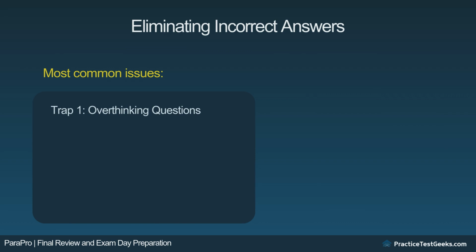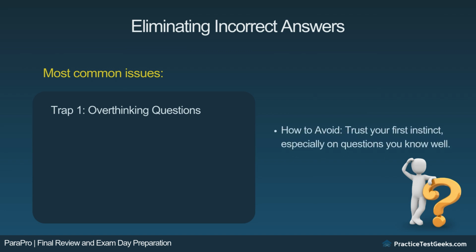Trap 1. Overthinking questions. You might second-guess your answers, which leads to confusion and wasted time. How to avoid. Trust your first instinct, especially on questions you know well. If you're unsure, eliminate obviously incorrect options and make an educated guess.